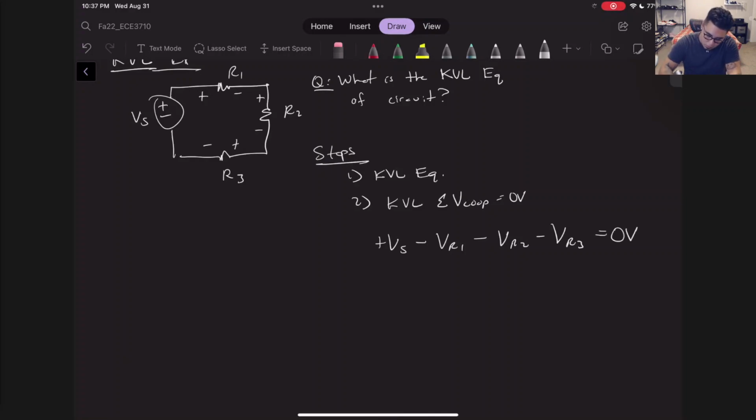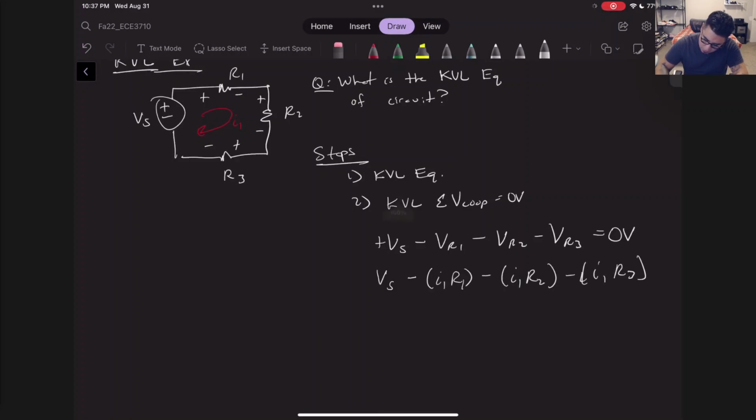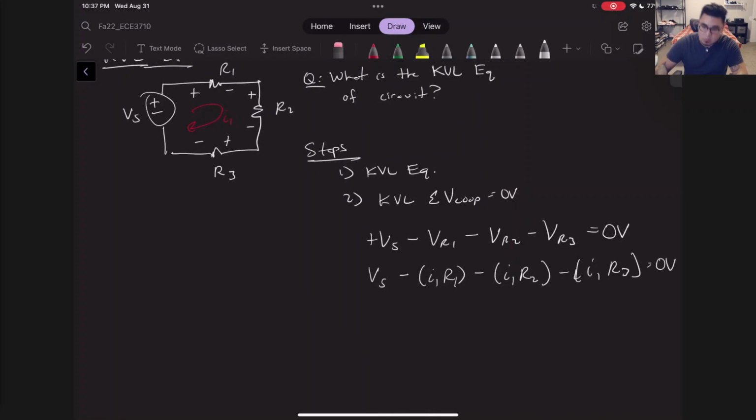Okay? So let me just draw that I have gone clockwise. Okay, I'm going to call it I1. Now, for some reason, let's say I wanted to bring this down even further, and I want to start seeing currents and resistors, algebraic expressions. We could do that. It's Vs minus I1 times R1 using Ohm's law, minus I1 times R2, minus I1 times R3. All of this equal to 0 volts.